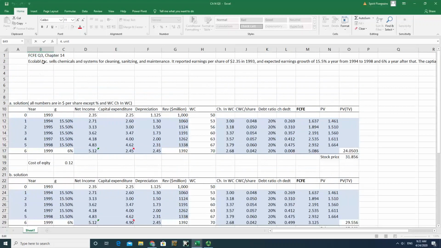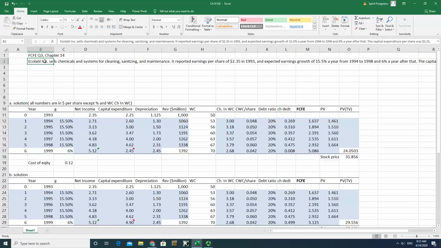So that concludes our demonstration video solving a problem using the two-stage model in this free cash flow to equity chapter 14. This is question 3. I hope you enjoyed the video, and I really want you to pay a lot of attention to the details when you fix each and every problem, and those problems are obviously a great opportunity to achieve excellence for your future financial analysis. And I hope you enjoyed this video. I'm going to see you in the next one.